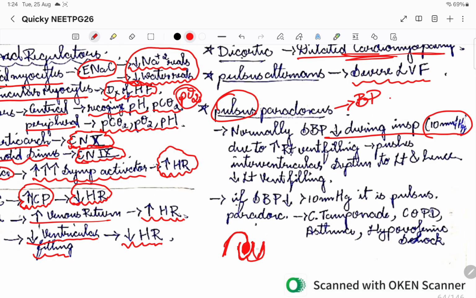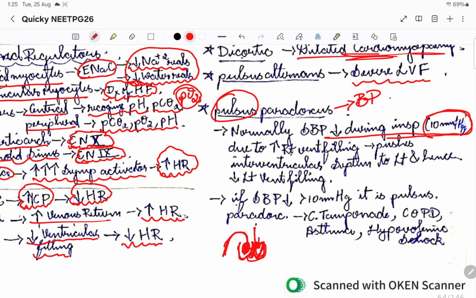Which pushes the left ventricle. So there is less blood in the left ventricle, and the pressure also decreases. There is less blood here, so that is why the pressure decreases. That is why normally in all of us this happens. There is up to 10 mmHg reduction in SBP.